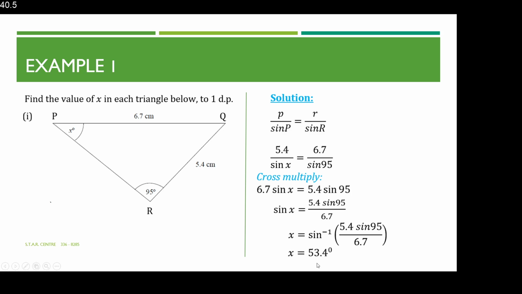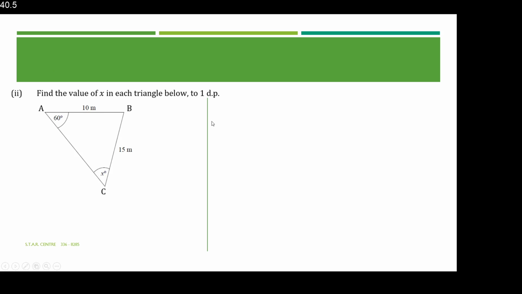And I am rounding off to 1 decimal place because the question specified to 1 decimal place. If it did not specify, then you could round it off to the nearest degree or however you like. But once it's specified in a question, you would need to follow the instruction.